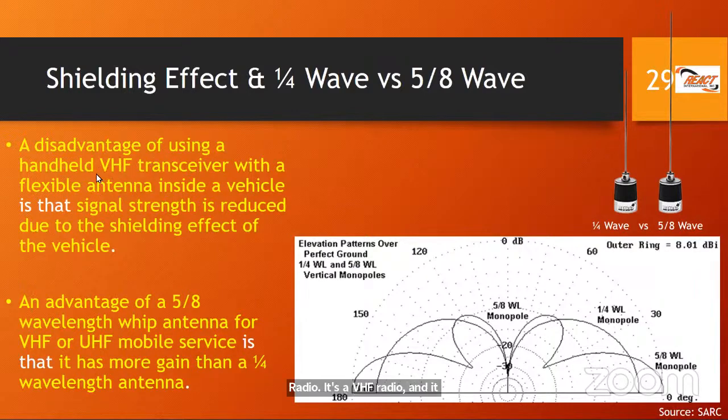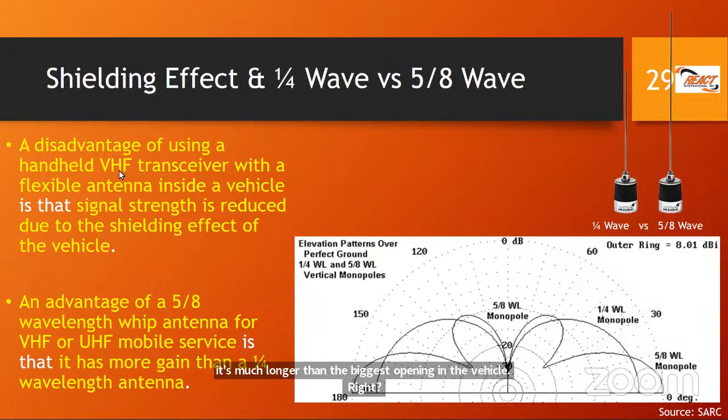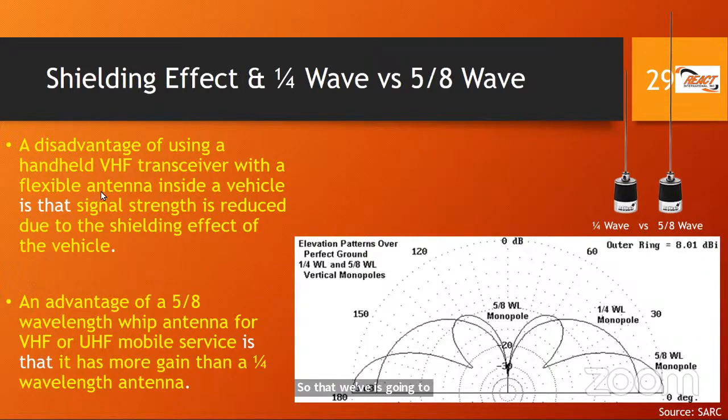And therefore, the wavelength of that VHF may be 2 meters. So it's much longer than the biggest opening in the vehicle, right? So that wave is going to be kind of trapped or shielded inside of vehicles. That's why they tell us it's a VHF transceiver, right? It's going to be shielded. And therefore, the signal strength is going to be reduced because of that shielding effect inside of the vehicle.